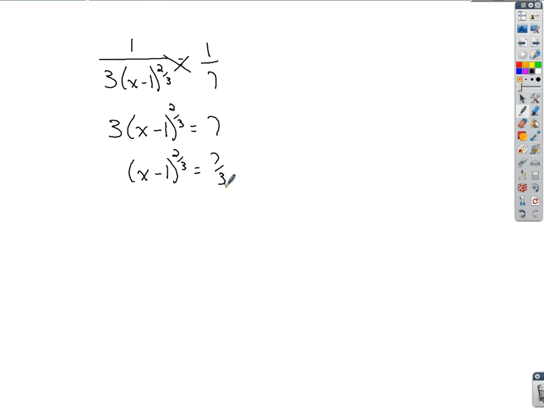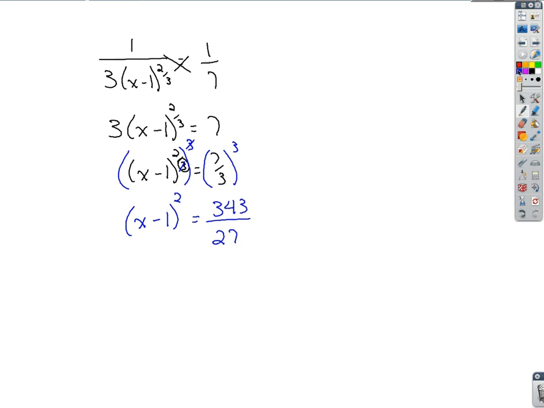Since ultimately this is 2/3, we've got a denominator of 3 here, which means we've got a cube root. What I would do to both sides at this point is cube both sides. That would eliminate the 3 over here. If I cube this side, next step I would have x minus 1 as a quantity squared, now since the 3 is canceled out. That equals 7 cubed, which is 343, over 3 cubed, which is 27.